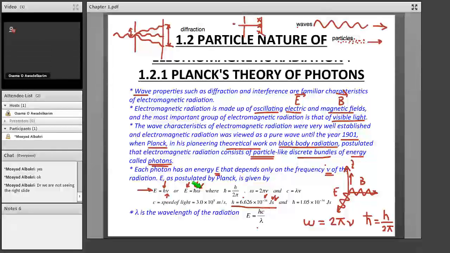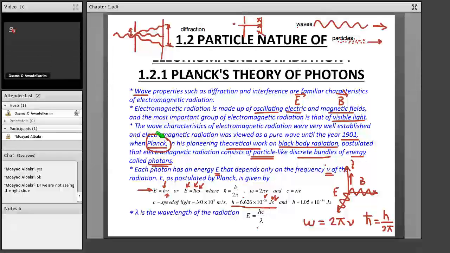Okay, this constant is given this name because of this scientist who came up with the idea that we can think of electromagnetic radiation as particles.